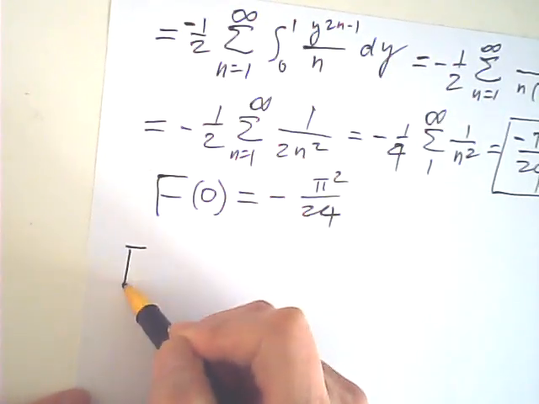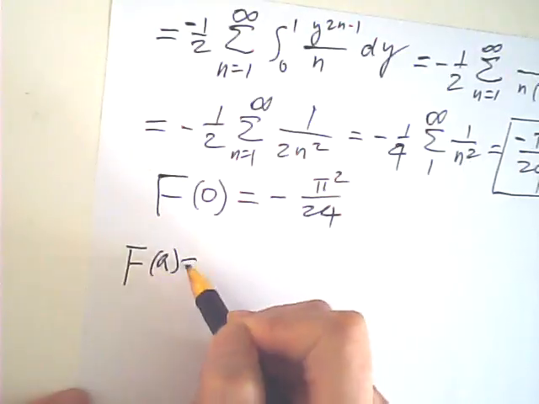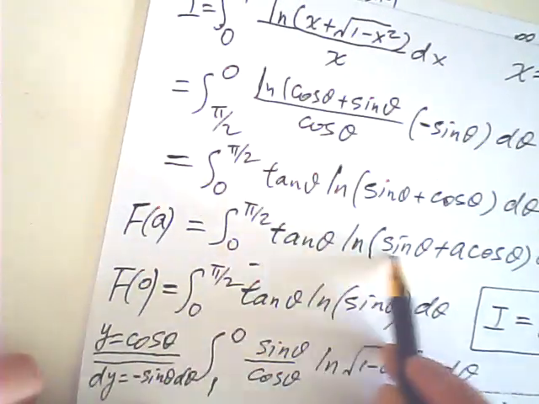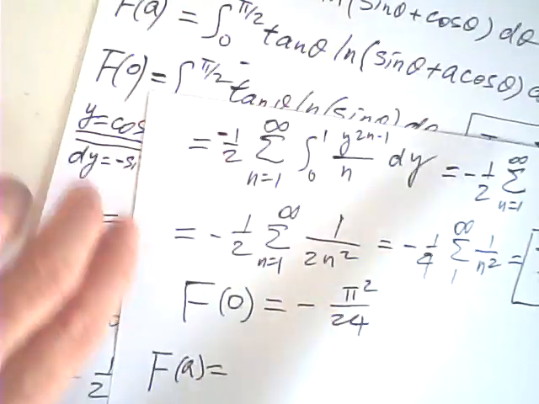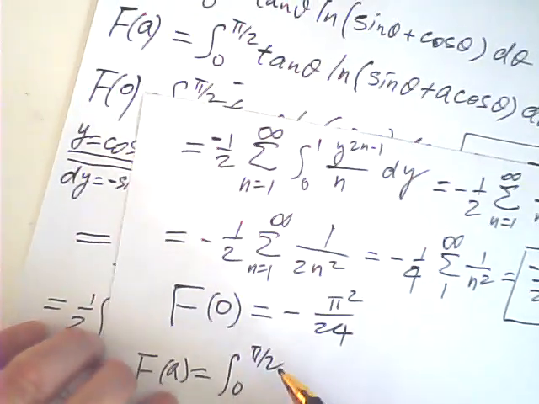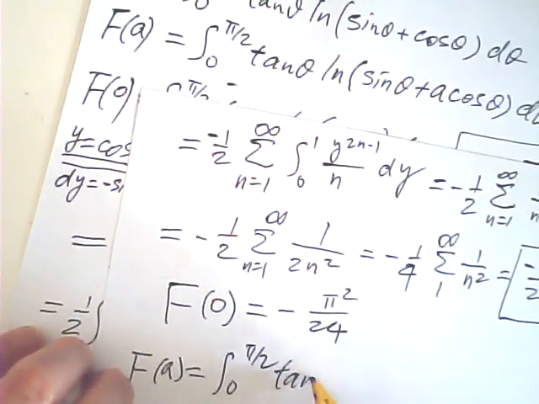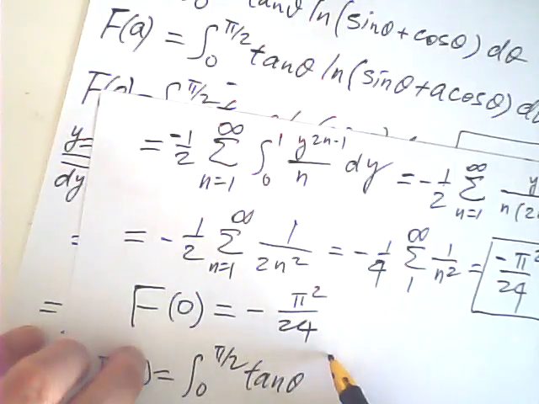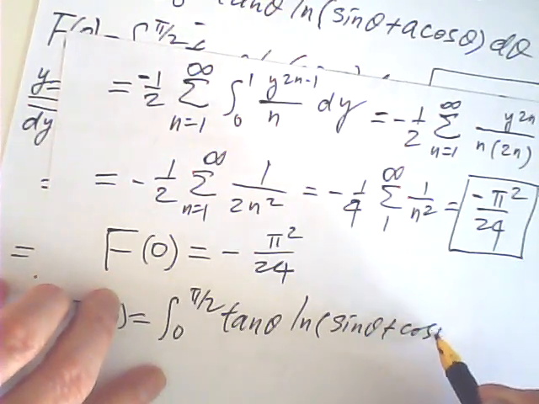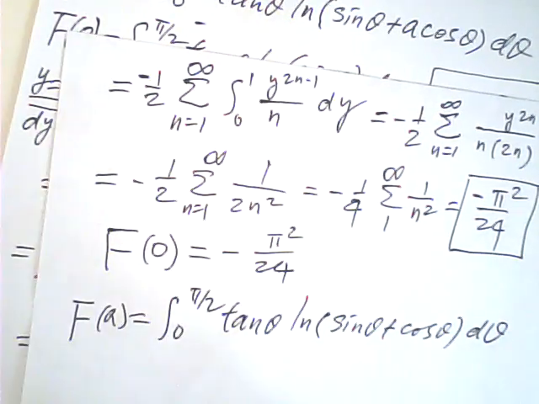Okay, the f of a is equal to, let me recall, this is my f of a. Let me copy f of a. It's an integral from 0 to pi of tangent, log of sine theta plus a cosine theta d theta. This is the f of a.